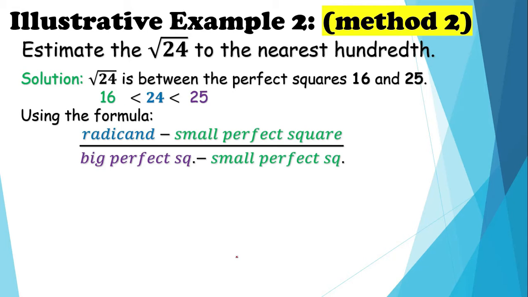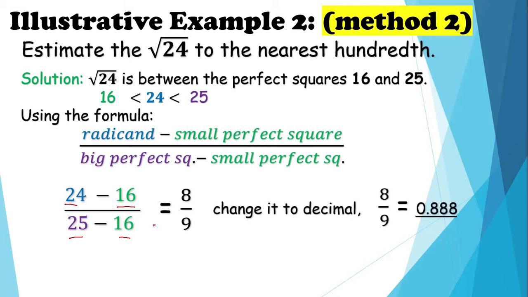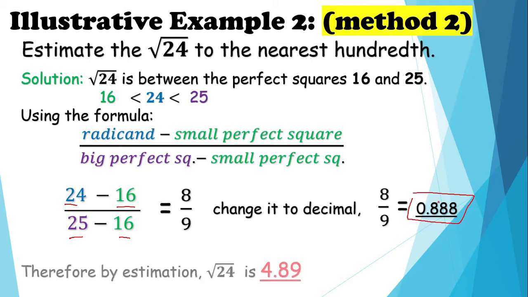Okay, using the formula, let's substitute the values. So we have the radicand 24 minus the small perfect square 16, and then big perfect square 25, and then small perfect square 16. And having the difference, we have 8 over 9. Change it to decimal, we have 8 over 9 equals 0.888. Therefore, by estimation, the square root of 24 is 4.89 hundredths. Okay po ba?